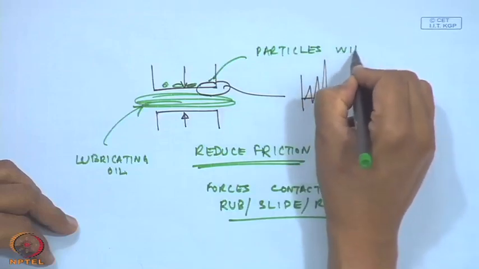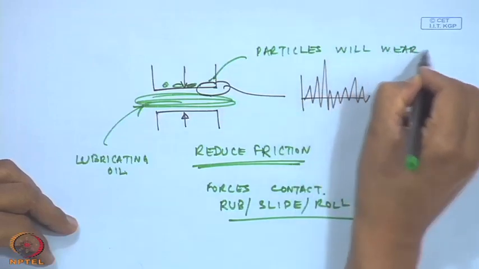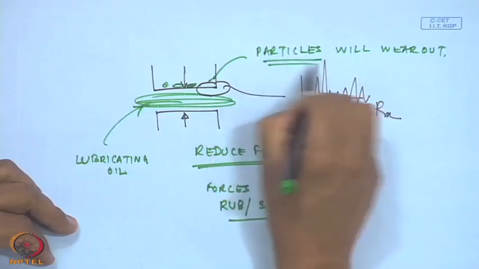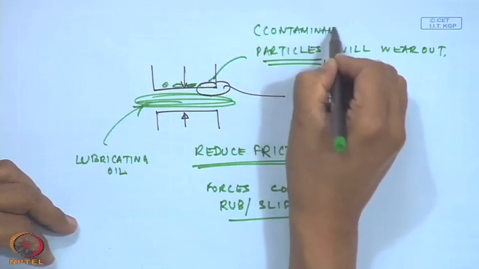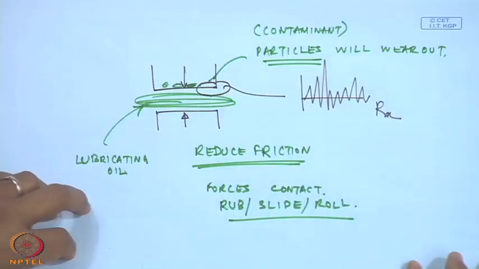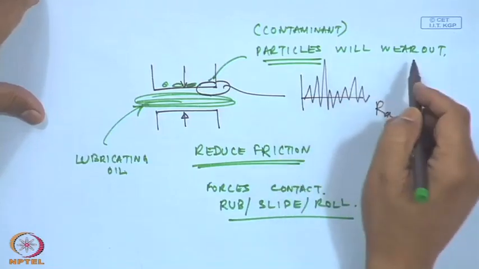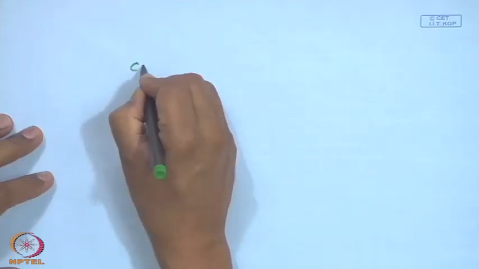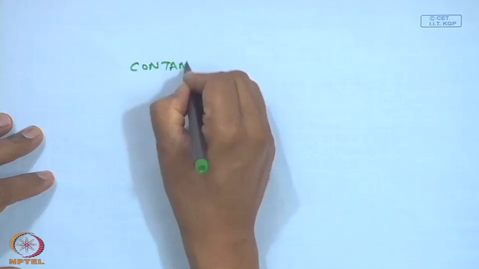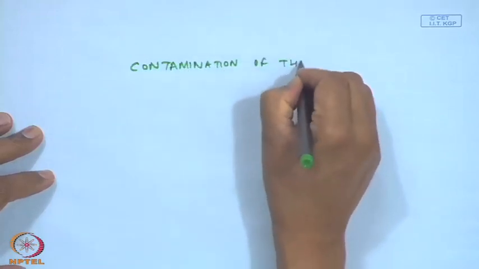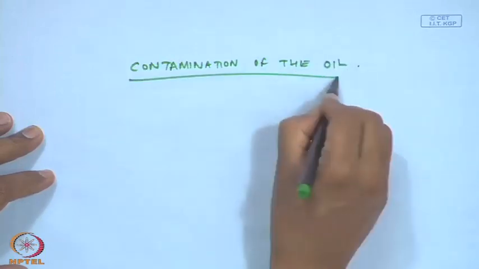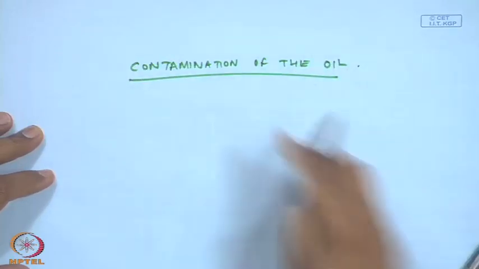In the last class, we had seen how these particles are contaminants, because they are going to contaminate the oil which is there. So, these particles will wear out and get deposited in the lubricating oil. Now, because of this contamination of the oil, this becomes an indicator of the machine's health.